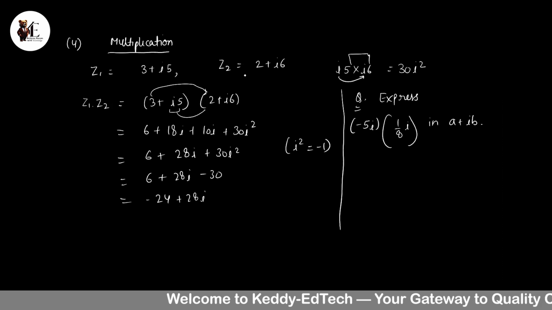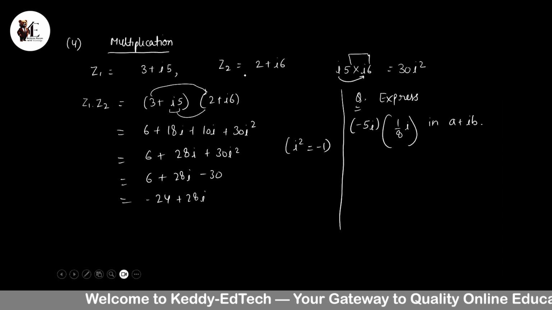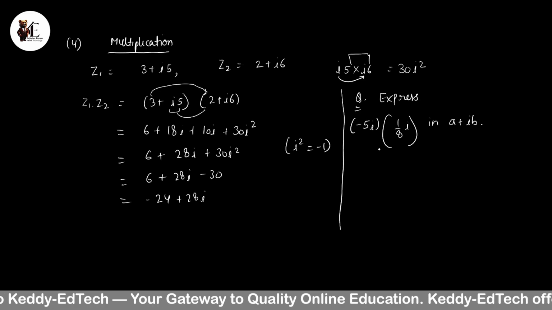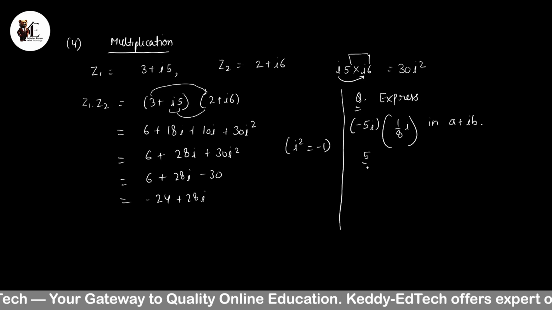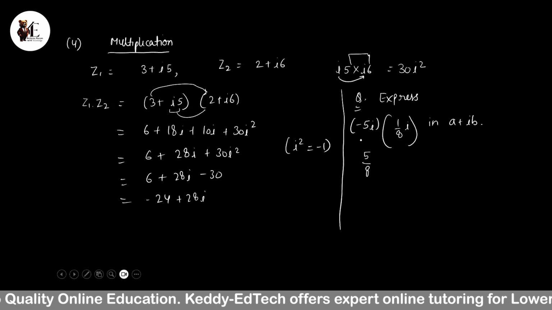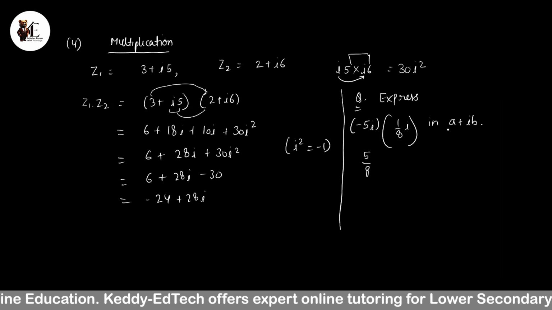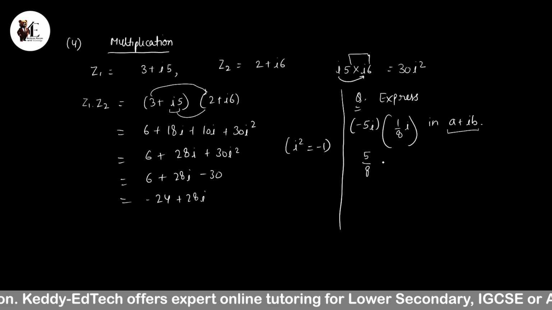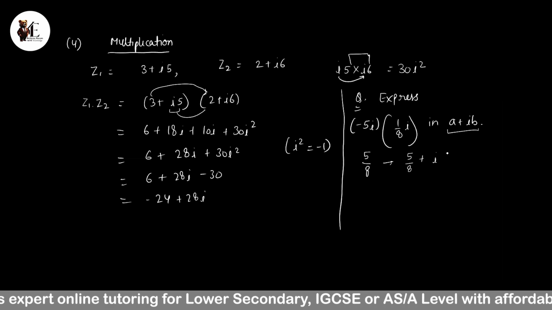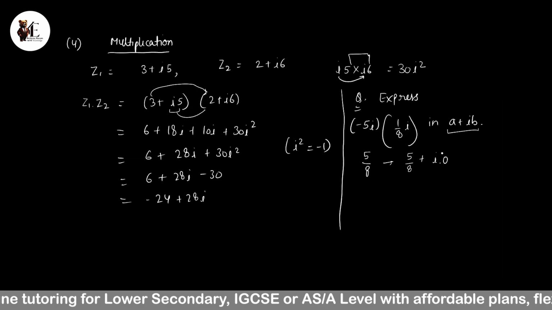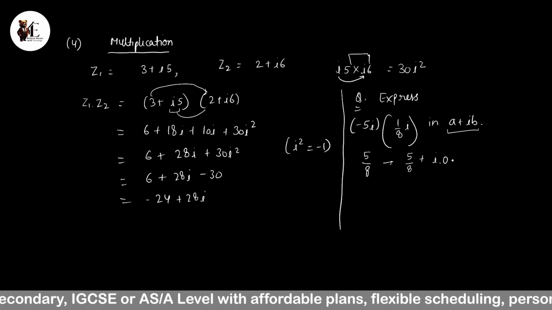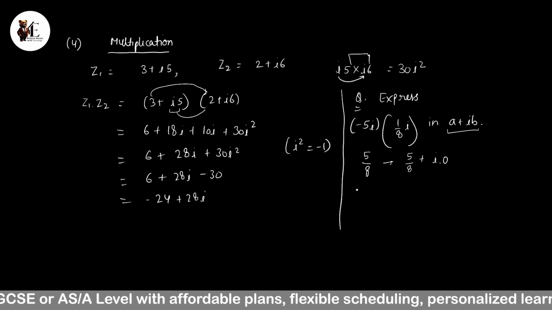I'm getting a whole number. Okay, what's your answer? 5 over 8. Okay, so 5 over 8. So that's the real part. And if we are not getting an imaginary part, we still have to write this in the form a plus ib. So I can write 5 over 8 plus i, and in place of b I can write 0 because there is no imaginary part. So that will be 5 over 8 plus i into 0.